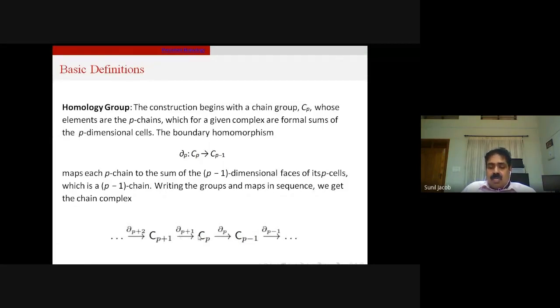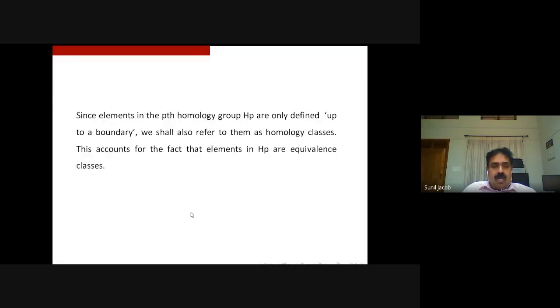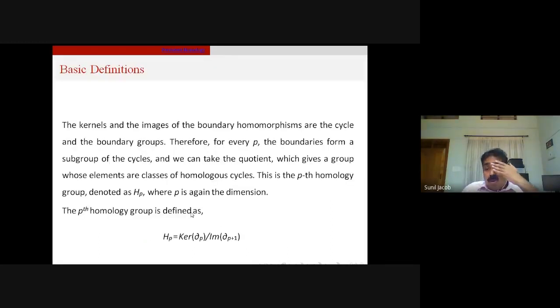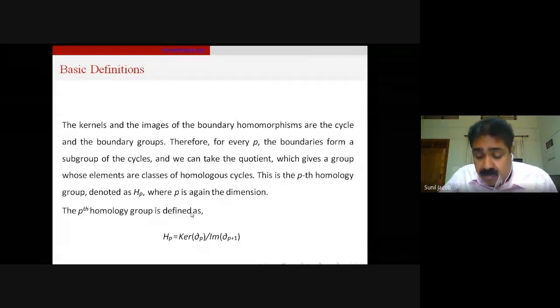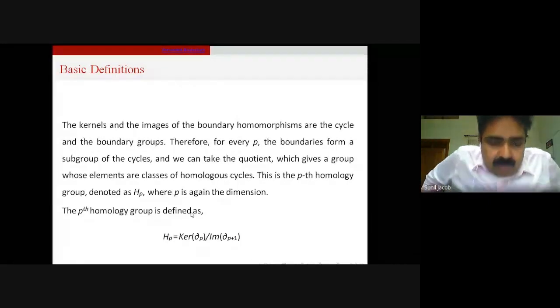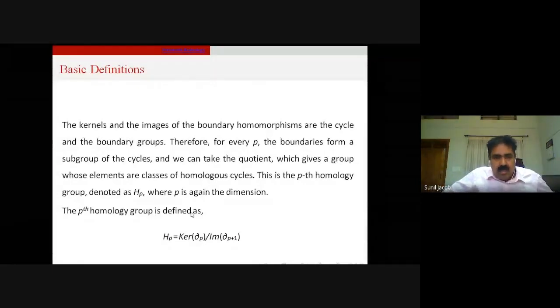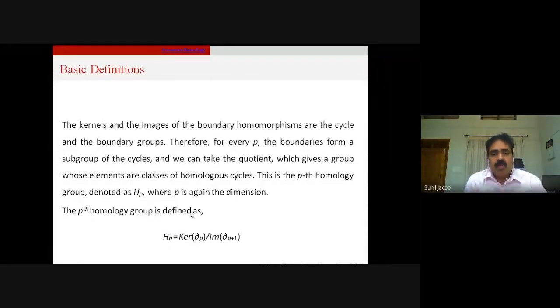And obviously we can think about, dou being a homomorphism, the kernel of that particular homomorphism. Kernel of a homomorphism, you know, is all those elements which are mapped to the identity on the right side. Therefore, we can think about the kernel and the image of the boundary homomorphism. Those are the two important things we are going to concentrate on, and using them we can define the homology group. The kernel and image of the boundary homomorphism are the cycle and the boundary groups.